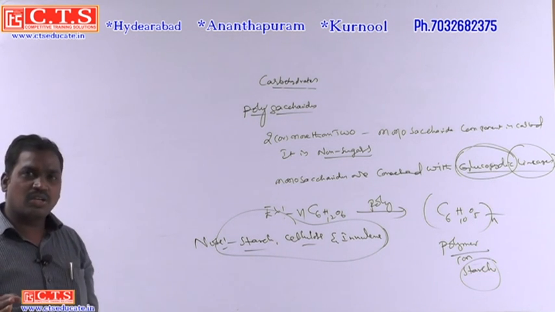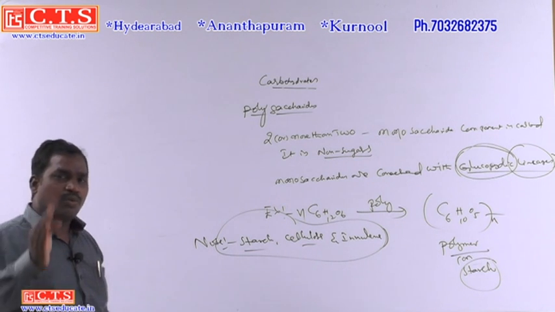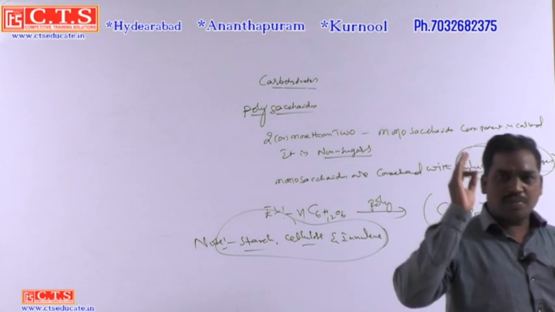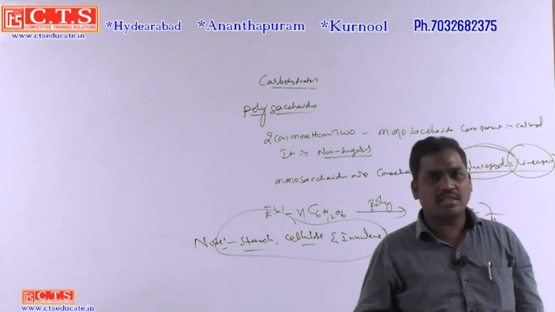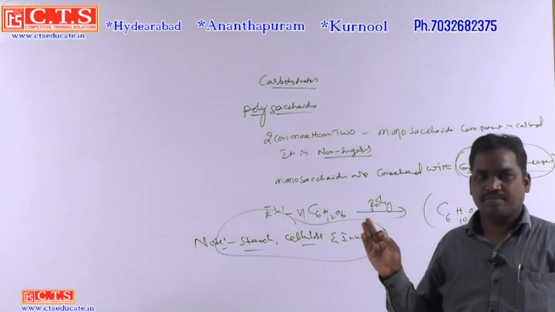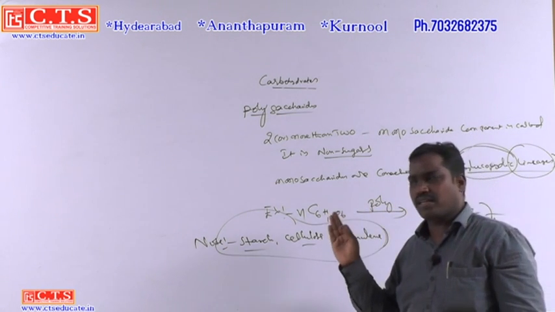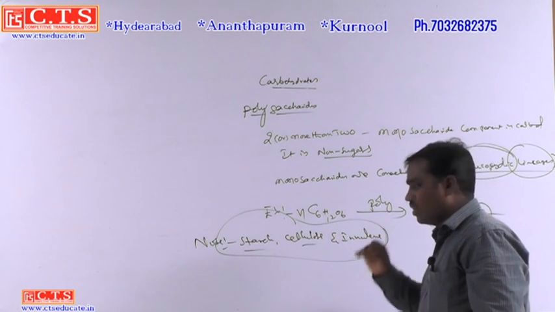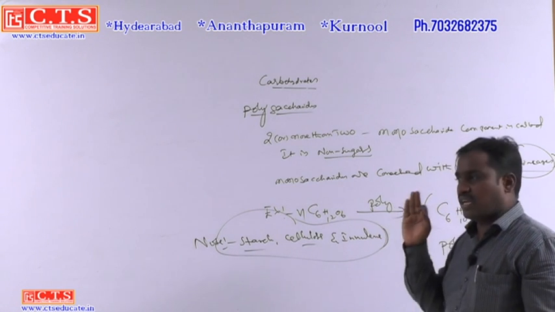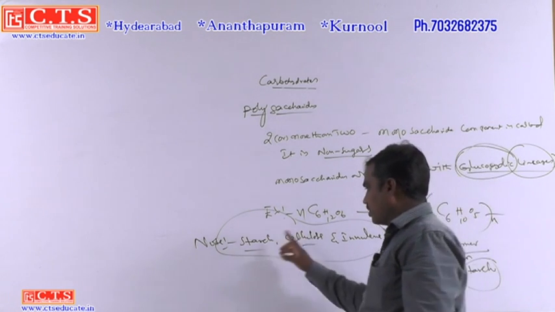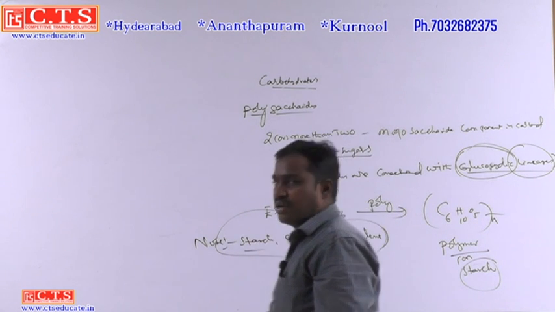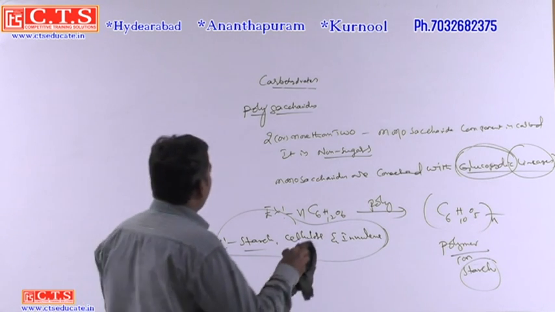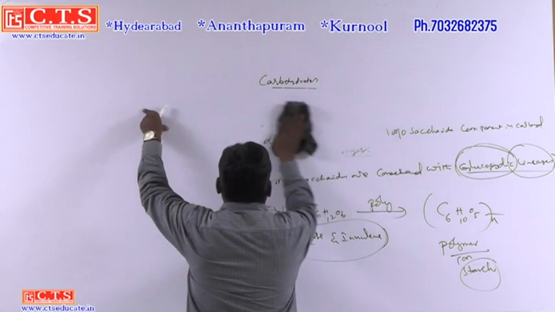Okay. Next one is a very common topic. Starch and cellulose are both present only in plants. Plant fat is called cellulose. Animal fat is called glycogen. Both starch and cellulose are observed only in plants, not in animals. These are the polysaccharides.